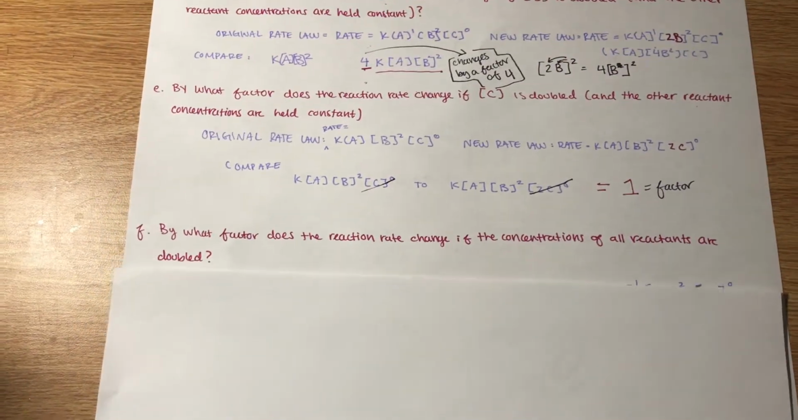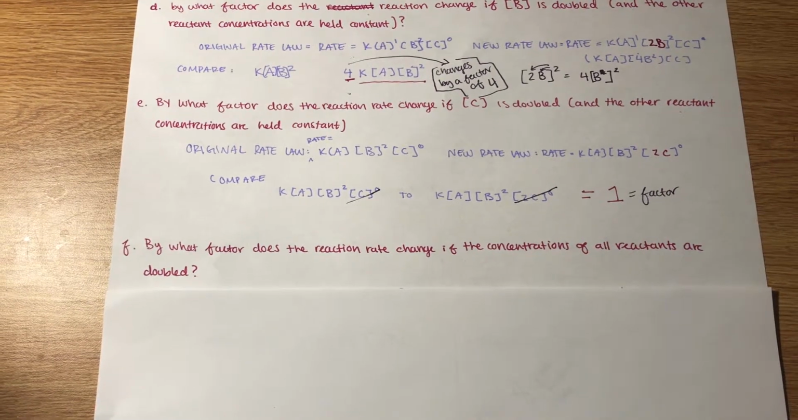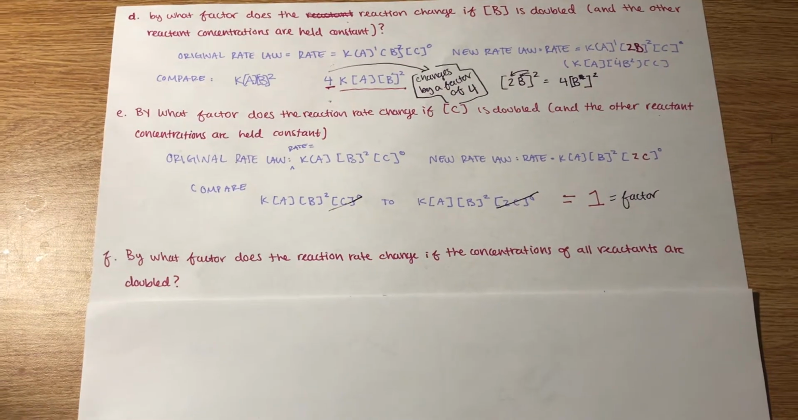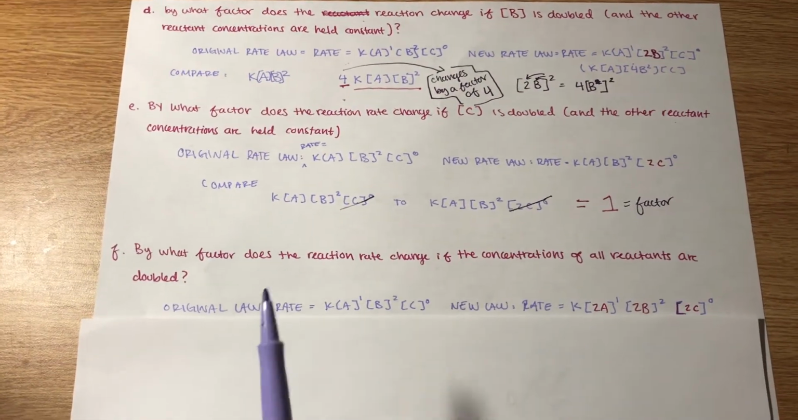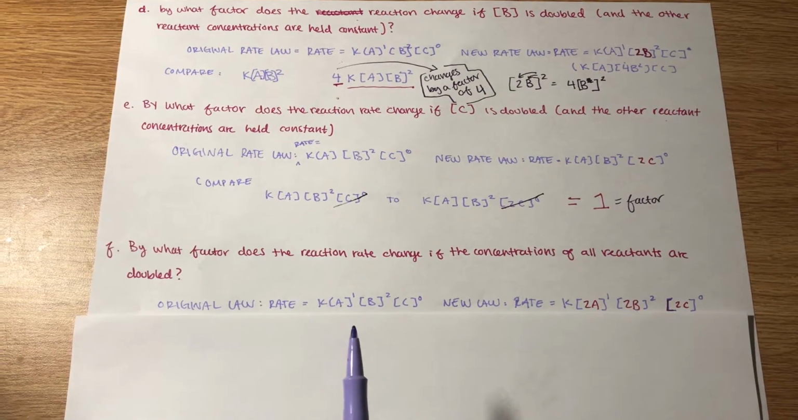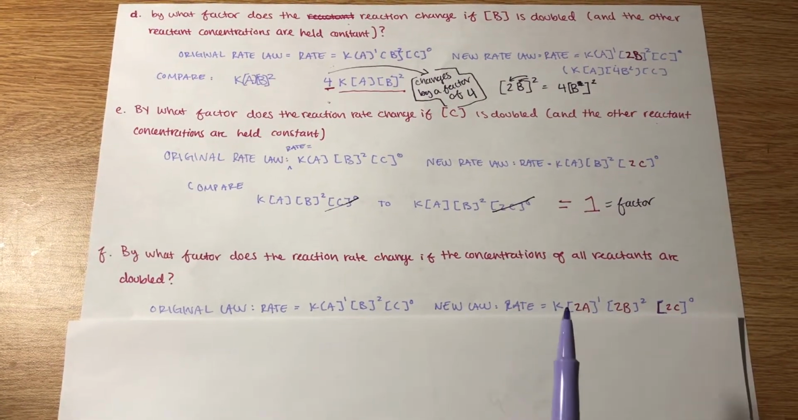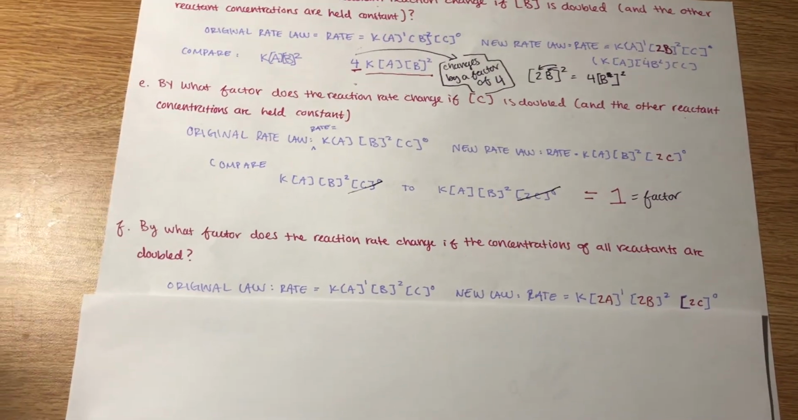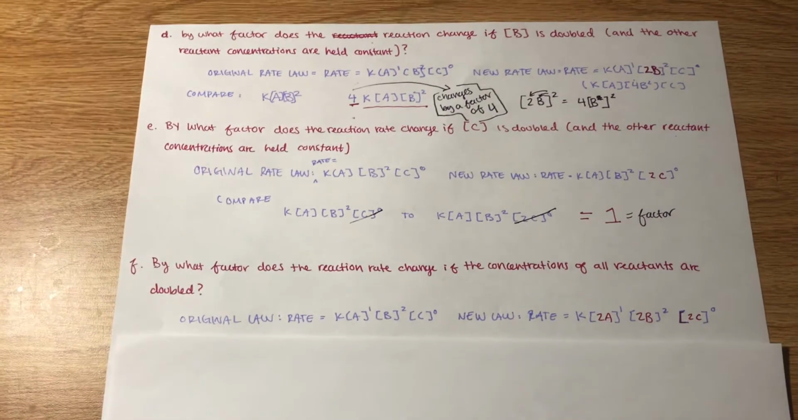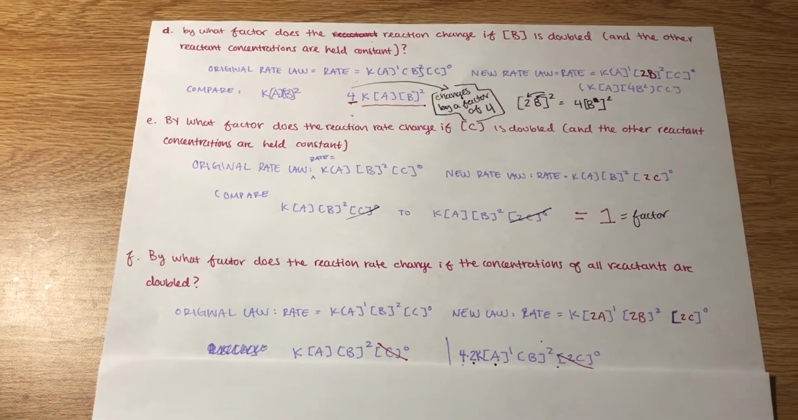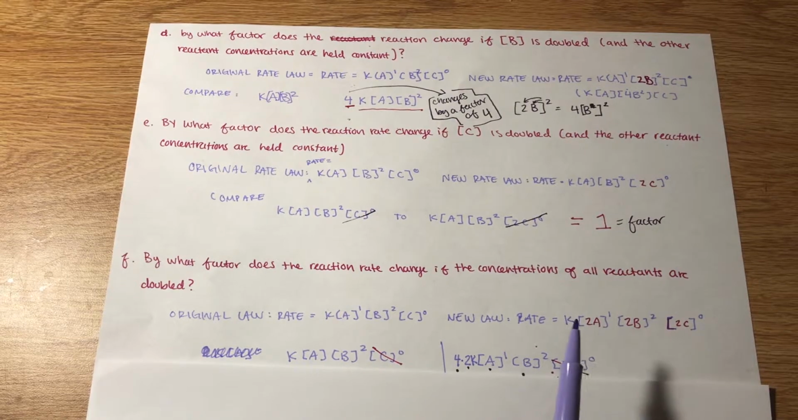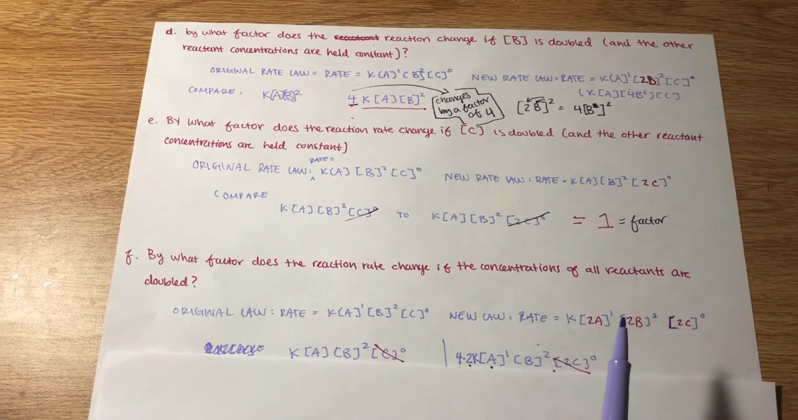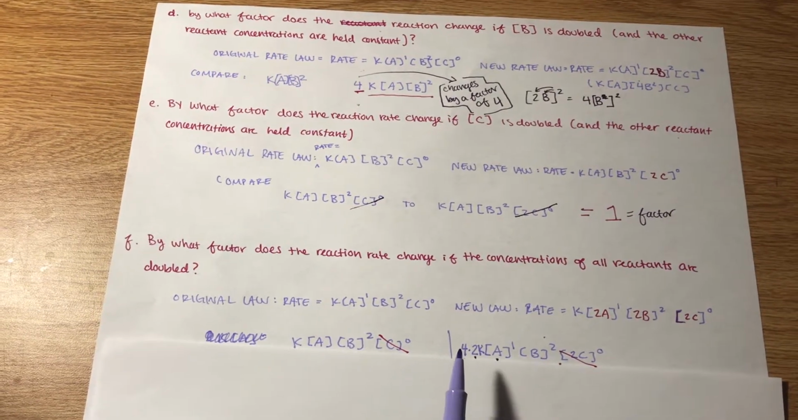Finally, F. By what factor does the reaction rate change if the concentrations of all reactants are doubled? So you would do what you've been doing in C, D, and E. You take your original law, which is your rate from part A, and you compare it to a new law where you substitute 2A, because the concentration of A is doubled, 2B, and 2C. In the same way as in parts C, D, and E, you distribute. So 2 to the first power is equal to 2. A to the first power is A to the first power. 2 to the second power is equal to 4, seen here.